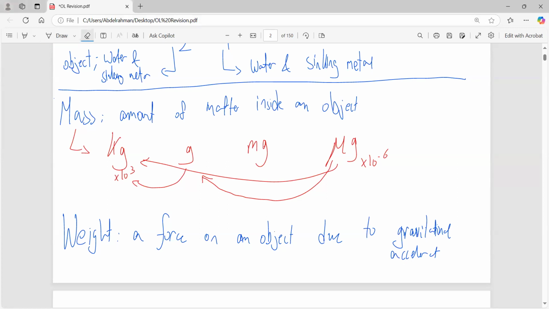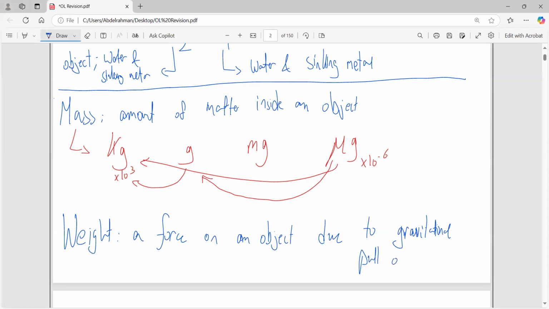Okay, instead of writing the gravitational acceleration, if you want to write down due to the gravitational pull of a planet, that would be correct. But it's not due to the gravitational potential energy. No. Okay.